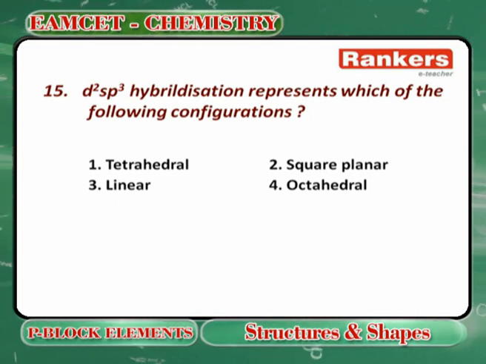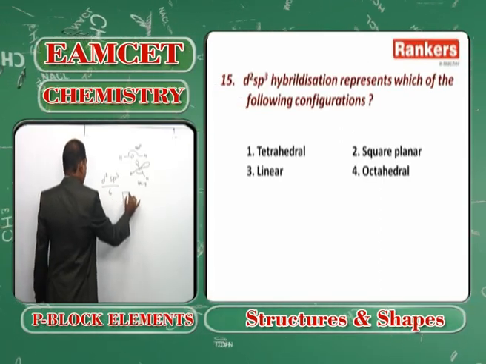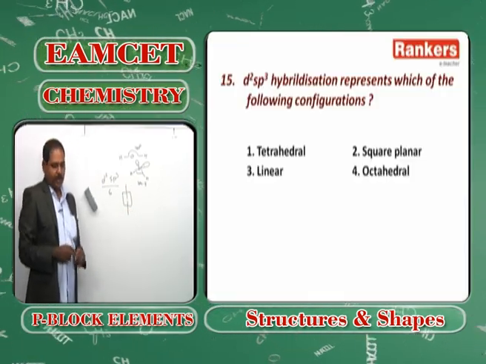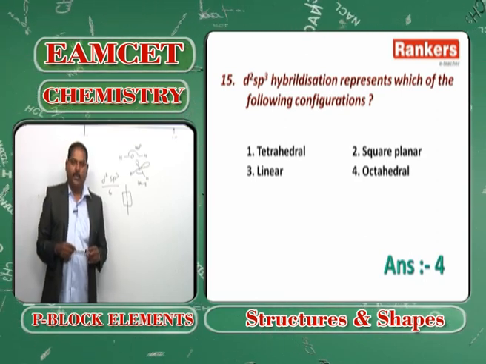d2sp3 means you have 6 orbitals, and 6 can be arranged only in an octahedral manner. So, the answer is octahedral, answer 4. Okay, thank you. We will meet in the next lesson.